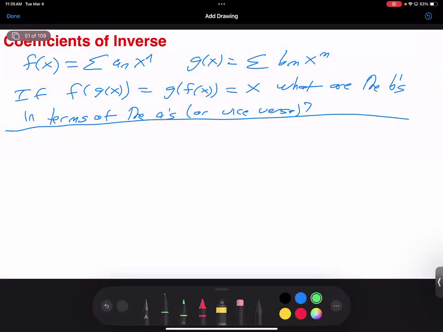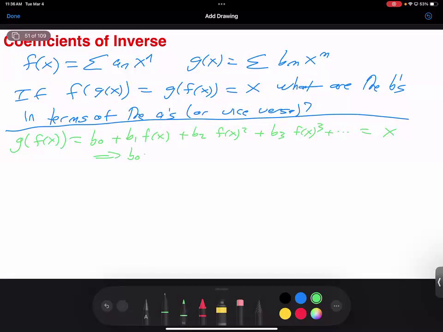Start matching the constant term, then match the next. Yeah. So g of f of x is going to be b0 plus b1 f of x plus b2 f of x squared plus b3 f of x cubed plus dot dot dot, and that equals x. Right? So what can you tell me about b0? So therefore, b0 equals 0.